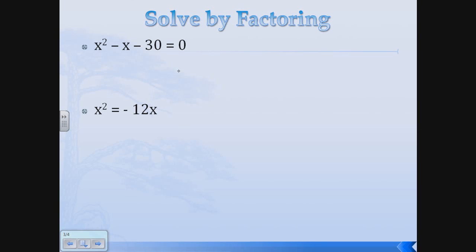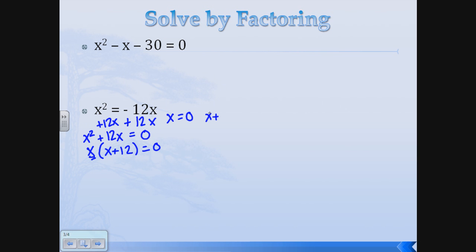On this one here, once again, we need to get it equal to 0. So we are going to add 12x to both sides. So we get x squared plus 12x equals 0. On this one, you're going to take out a GCF of x, which leaves you with x times x plus 12 equals 0. This time, our pieces are x equals 0, which is that first x you took out, and then x plus 12 equals 0, which solves to be x equals negative 12.